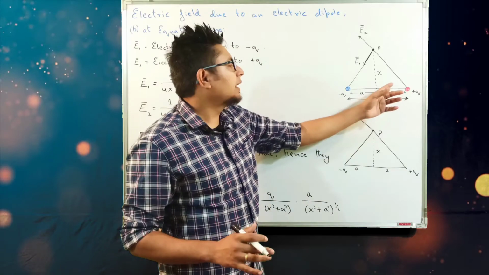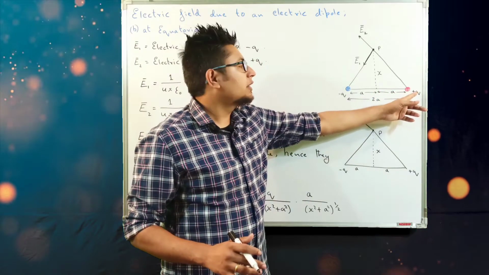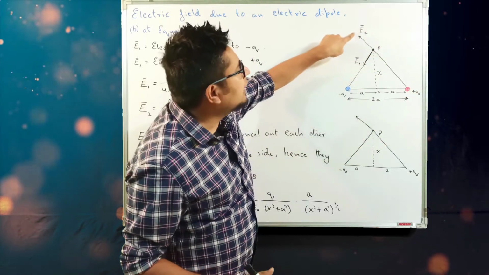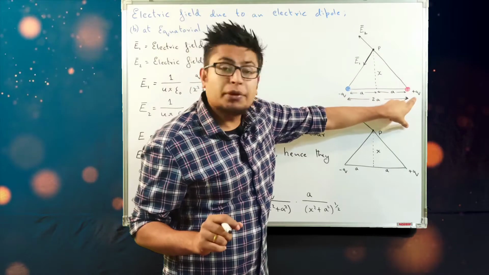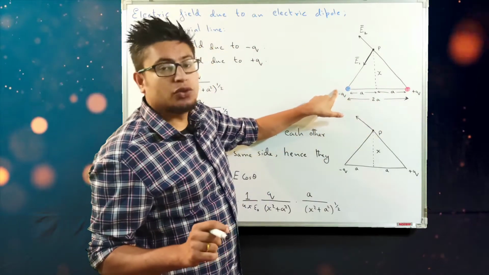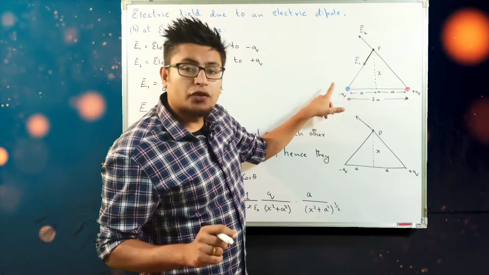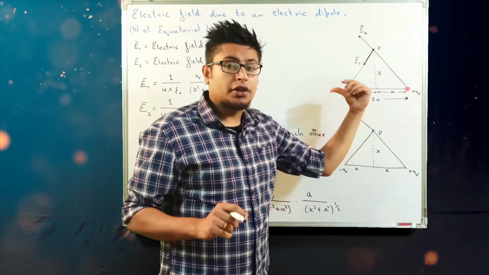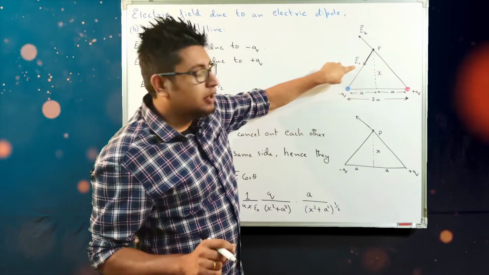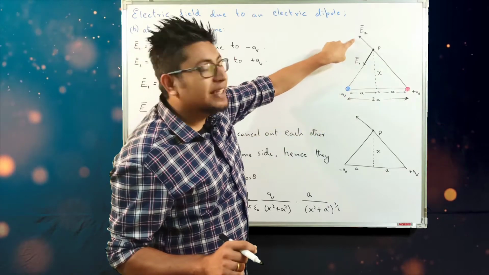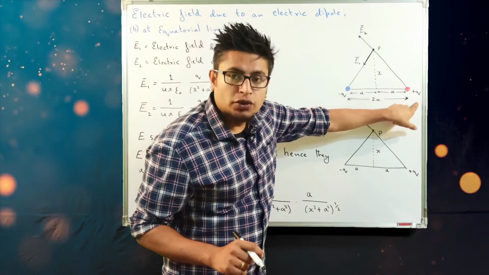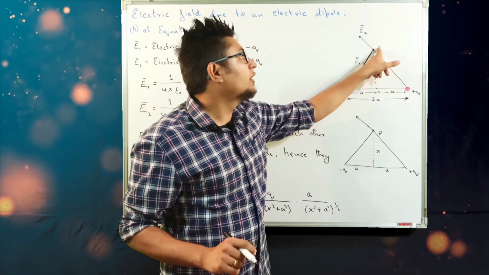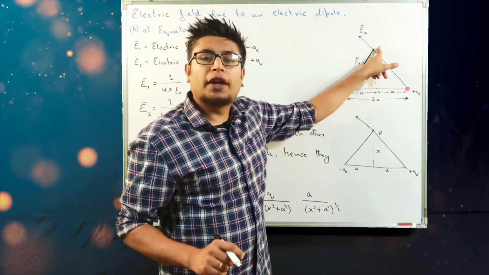Now as we know, the electric field due to plus Q, since it is a positive charge, will be directed away from it. Hence E2 is the electric field due to this plus Q charge. And minus Q, since it is a negative charge, the direction of the electric field will be towards it. So E1 is the electric field due to minus Q, E2 is the electric field due to plus Q, separated by a distance of 2a.